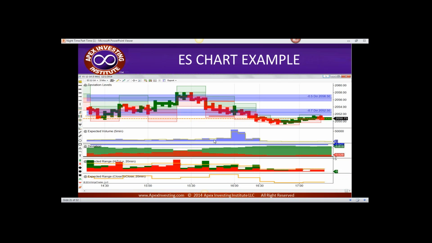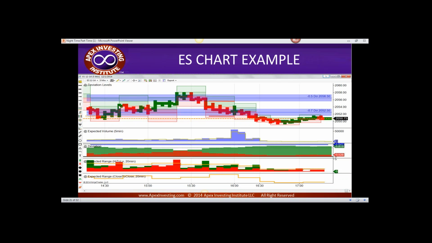How can we take advantage of that? Again, these square boxes are 5-minute periods. It's what's called our expected range, meaning right here when this opened up, the market was not expected to go higher than this or lower than this. It's expected to stay in this range, plus volume's not going crazy, so it's kind of a flat market.